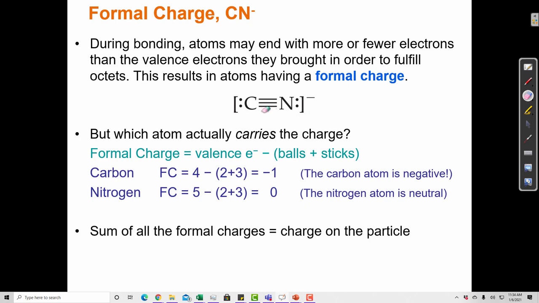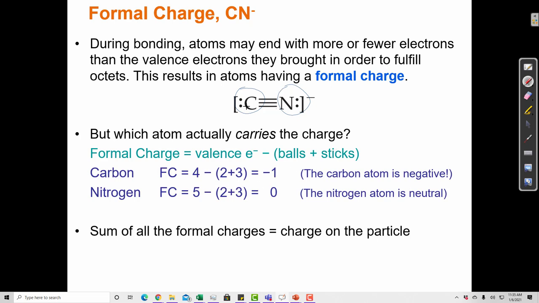It's much easier, I think, to look at this calculation, balls plus sticks. So we look at each atom separately to calculate formal charge. We always have to calculate the formal charge for each atom separately. How many balls are on nitrogen? 1, 2. How many sticks are on nitrogen? 1, 2, 3. So this part of the calculation, balls, 2, sticks, 3. That's easy enough. How about carbon?